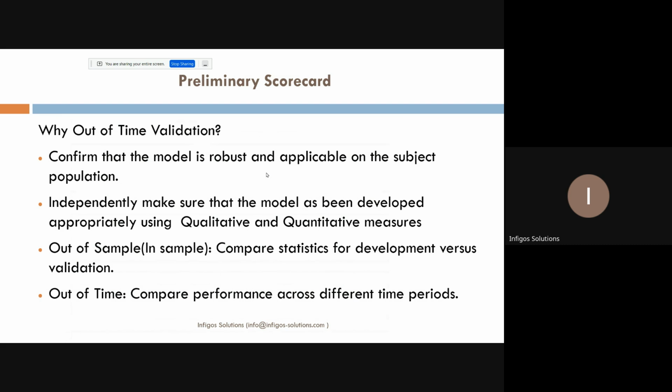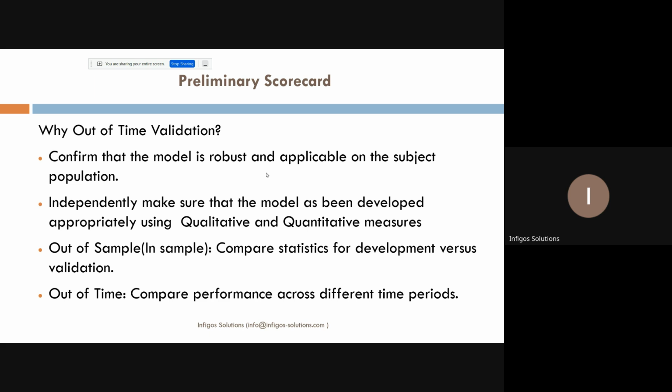Then there is something called out of time validation. Out of time validation means there is some data which is not in the same period as your sample data. Using that data, you do the validation, and that is called out of time validation. If you're making a model between 2016 and 2018, then you will take data from 2018 to 2019 for validation. That's out of time validation. Or you will take data before this period, like 2015 to 2016. That's also out of time validation.